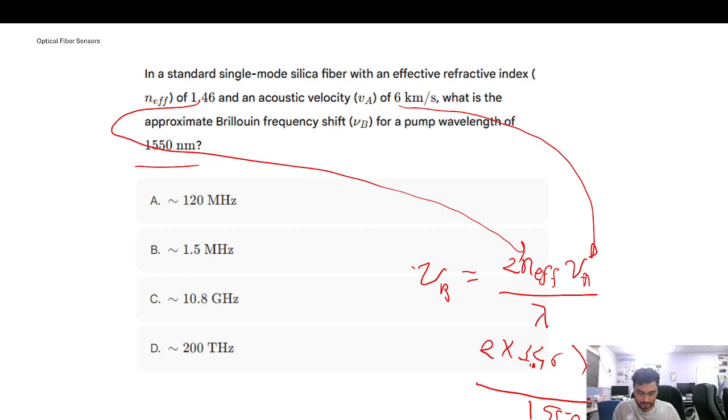So let me check one more time. 1.46 into 6000 and to the power 9 divided by 10. Yeah, it's coming in gigahertz. It is coming 11 point something gigahertz, but the closest answer is this one, 10.8 gigahertz. So this is the correct answer for that.